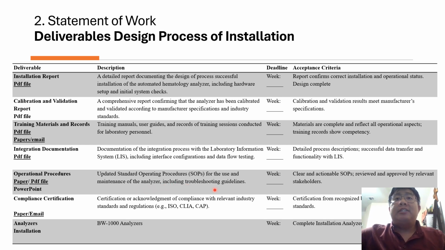Since every lab has a different policy, we will have to comply with those and also comply with industrial standards and regulations like ISO, CLIA, CAP, and FDA, like the complete certification displayed by paper and email, and of course the analyzer installation, the BW-1000 analyzers. For the deadline, I don't write out a specific day because it will be decided by the kickoff. We'll talk more about this when we get to the communication by task.